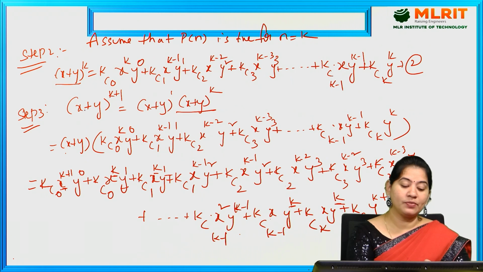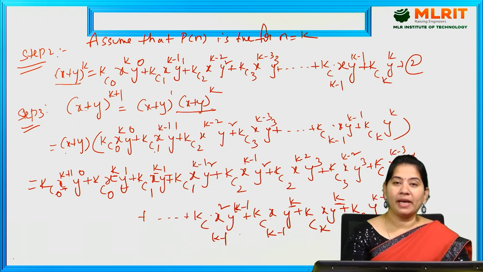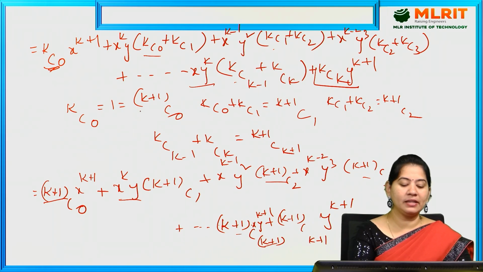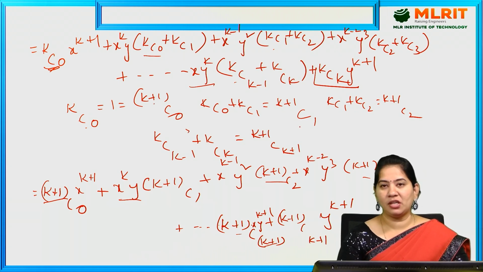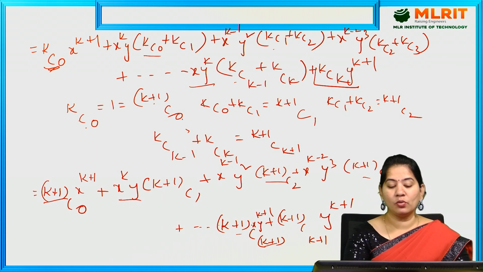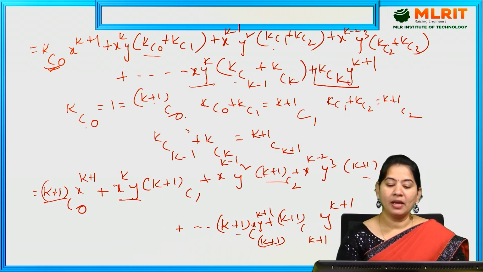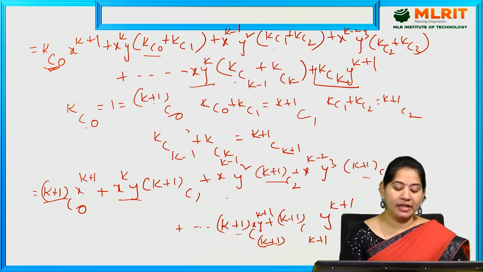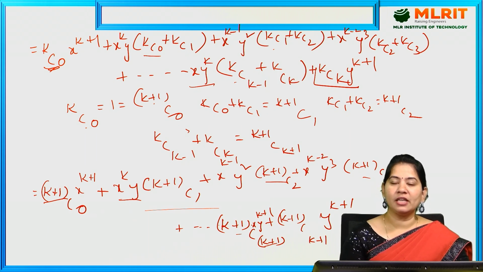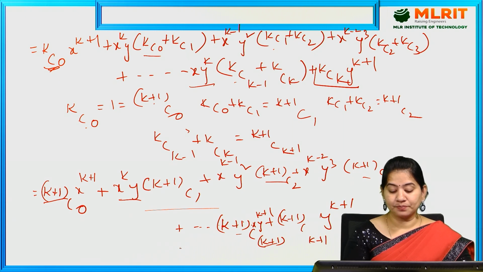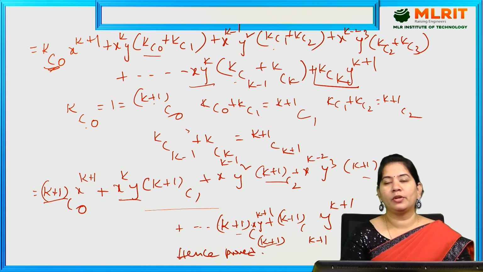After substituting, based on the conditions, we are taking in place of kc naught, k plus 1 c naught, and in place of kc naught plus kc1, k plus 1 c1. Why? Because these are the rules that we have to follow for this theorem. If you substitute this, then you will get the output also in the form of k plus 1 only. So by assuming that P of n is true for n is equal to k, we have proved that P of k plus 1 is also proved.